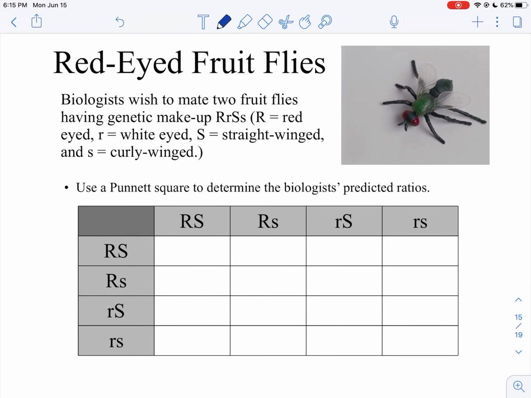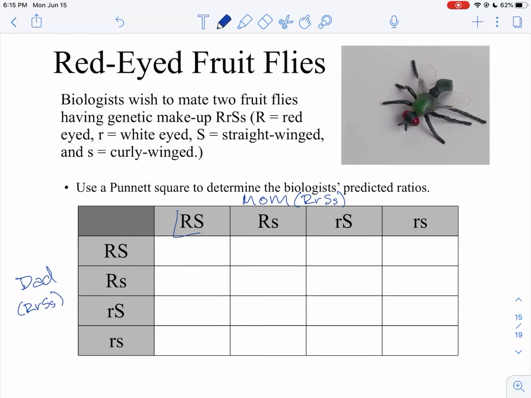If the biologists are going to mate two fruit flies that have genetic makeup capital R, lowercase r, capital S, lowercase s, where a capital R equals red-eyed, a lowercase r equals white-eyed, a capital S equals straight-winged, and a lowercase s equals curly wings. So if we have the mom on this side, and the dad on this side, and they each had that makeup of capital R, lowercase r, capital S, lowercase s, then here's what would happen, right? They'd get one of the R's from their mom, and they'd get one R from their dad. They'd get one S from the mom and one S from the dad.